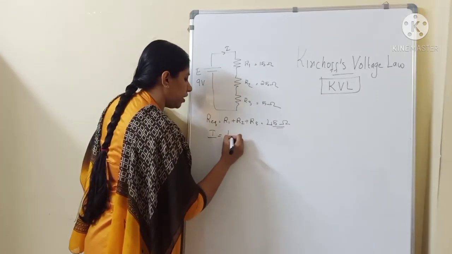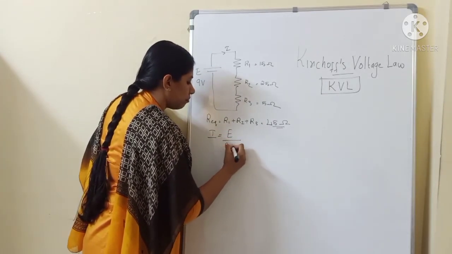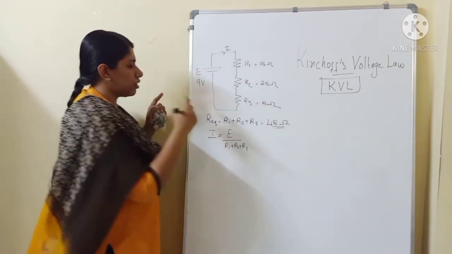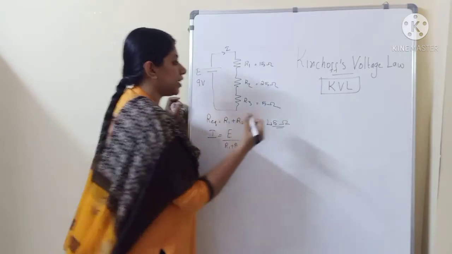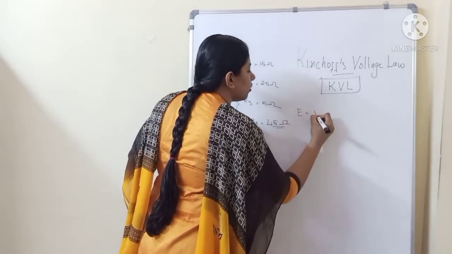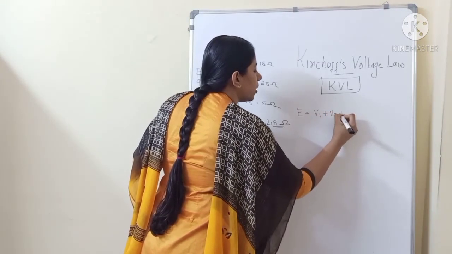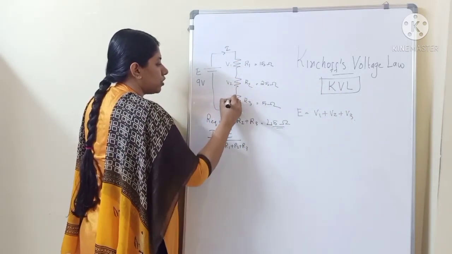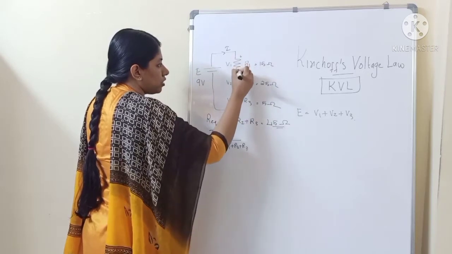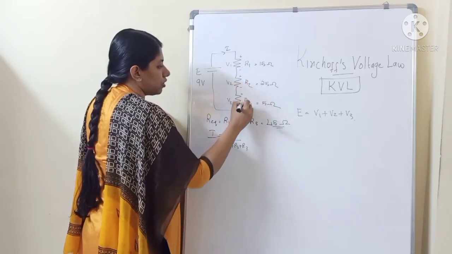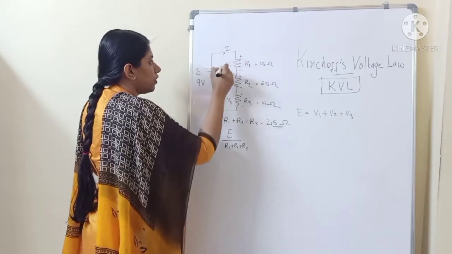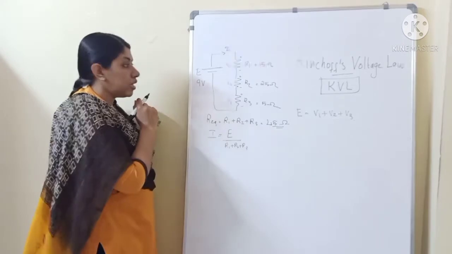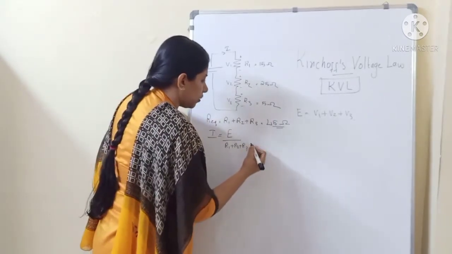I is equal to E by R1 plus R2 plus R3, as we saw previously, or if you want it in detail, we will say it like this. When we apply KVL, E is equal to V1 plus V2 plus V3, right? This will be V1, this will be V2, this will be V3: the voltage across resistor R1, R2 and R3. You can see that I have put the positive sign near the positive terminal.